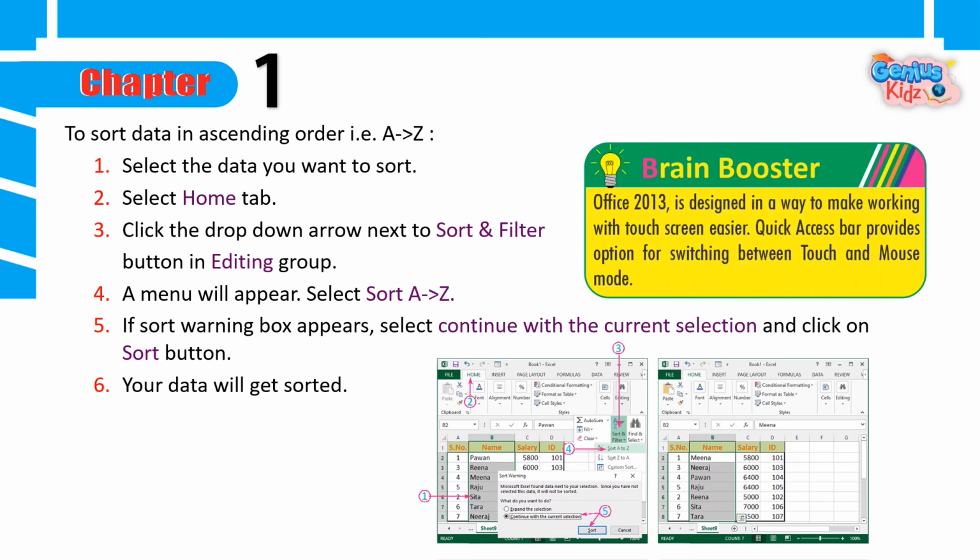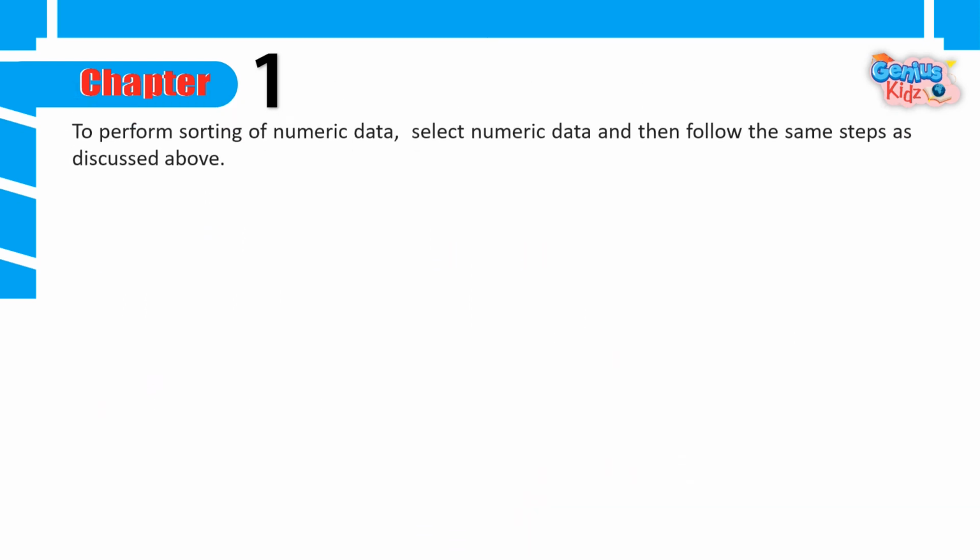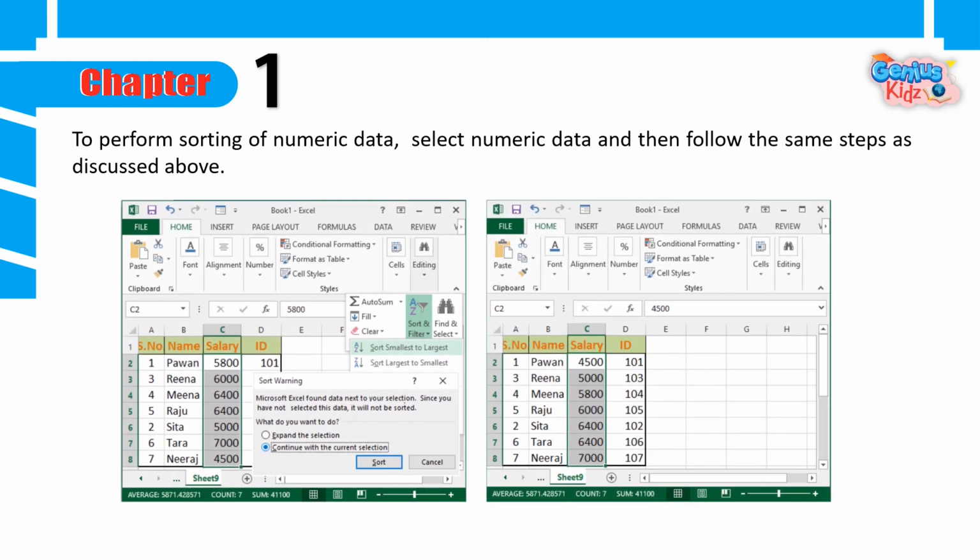Brain Booster. Office 2013 is designed in a way to make working with touchscreen easier. Quick Access Bar provides option for switching between touch and mouse mode. To perform sorting of numeric data, select Numeric Data and then follow the same steps as discussed above.